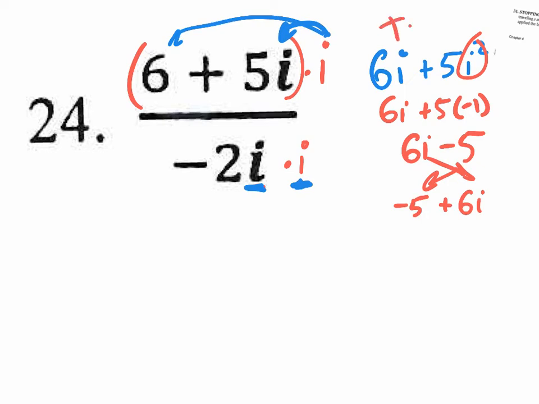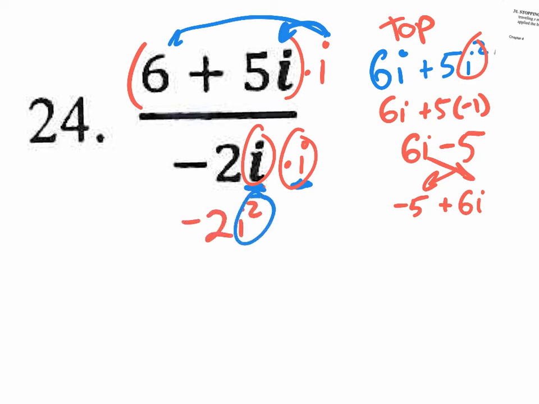Now this is the top. How about the bottom? Well, on the bottom we have i times i, that's going to be i squared. So we have negative 2i squared. And we know that i squared is really a negative 1. So you really have negative 2 times negative 1, which is really a positive 2. This is the bottom.